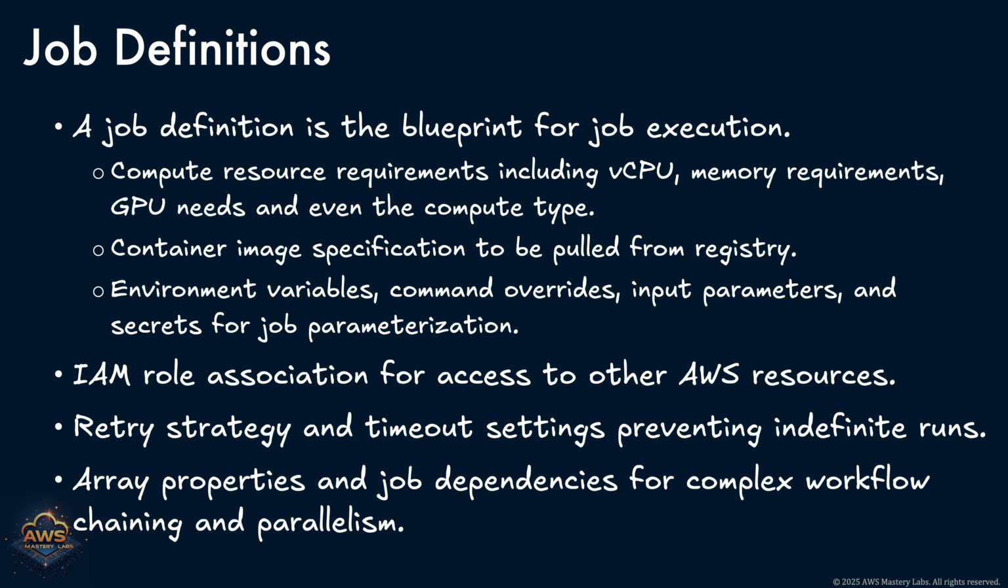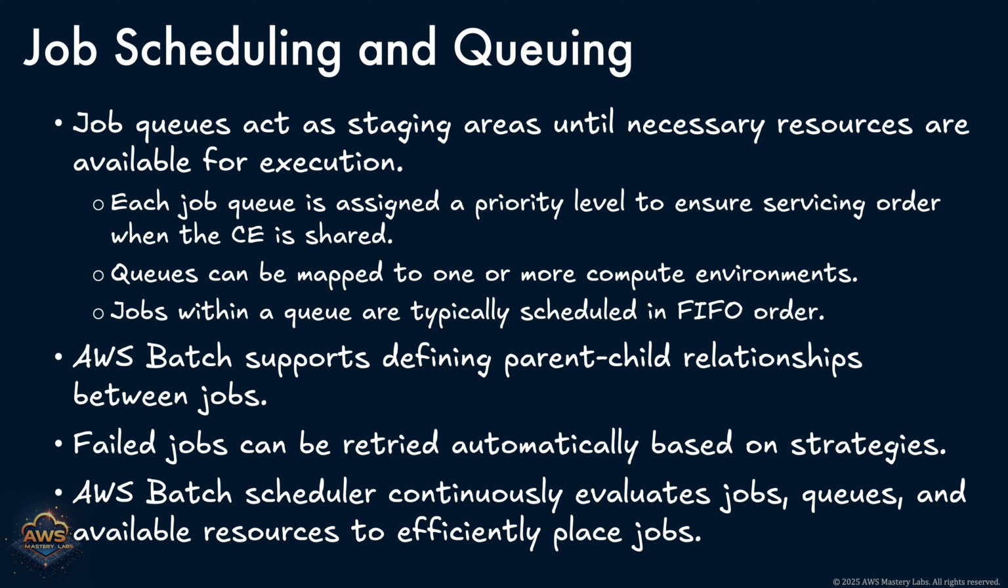Finally, AWS Batch supports versioning of job definitions. You can create multiple revisions, test new versions safely, and roll back if needed, giving you control over your production workloads as they evolve. AWS Batch uses a powerful and flexible scheduling and queuing system to manage the flow of jobs from submission to execution.